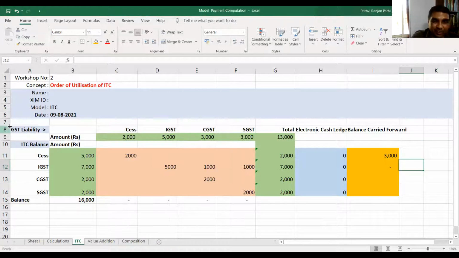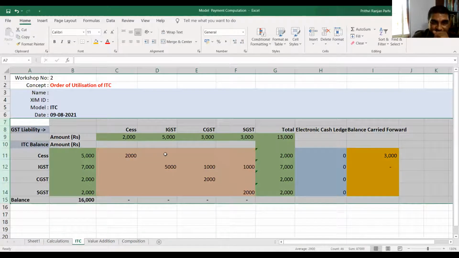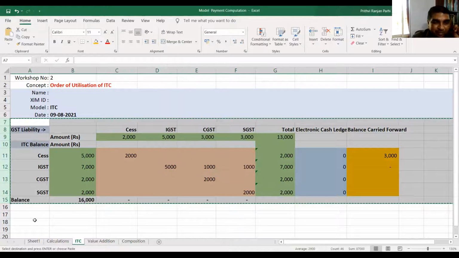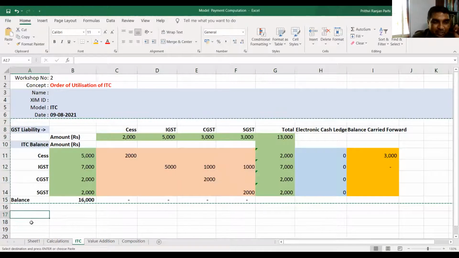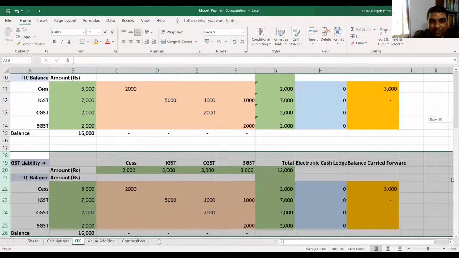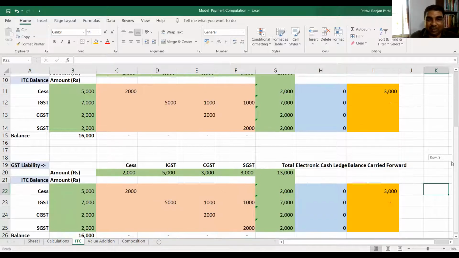Okay. Are you ready? If you have understood this, I will be changing the situation now. I am copying the same thing. Let me paste it here. Now the situation will be different. I will be changing the amounts right now. Here, what happened? I used IGST past. IGST could be utilized for all the other things. Let us say I am now increasing the IGST liability.